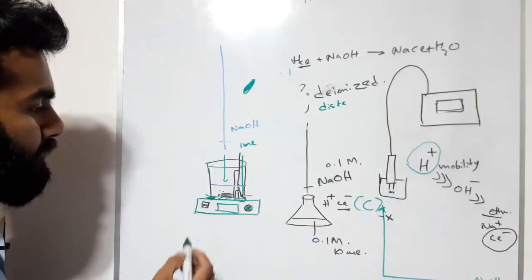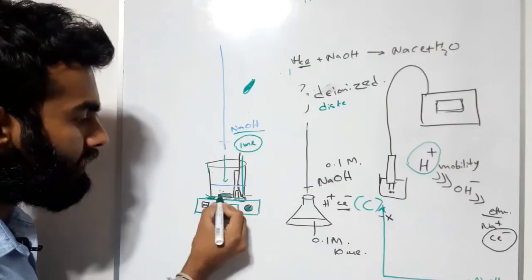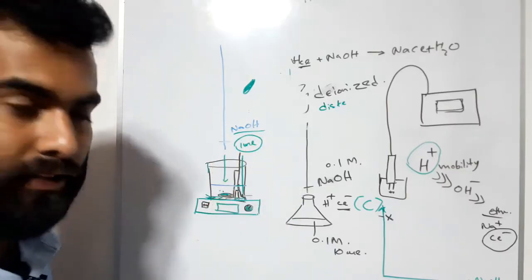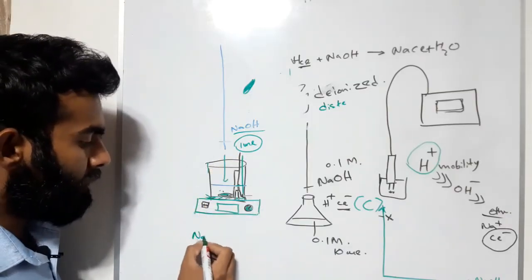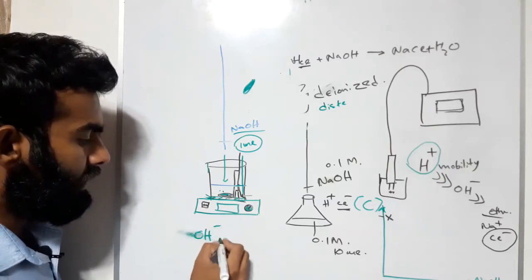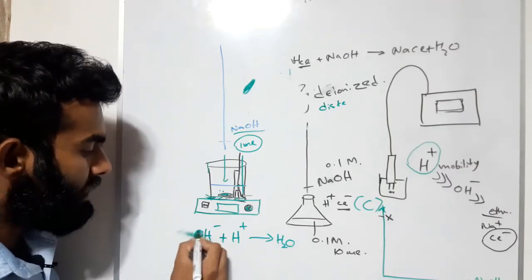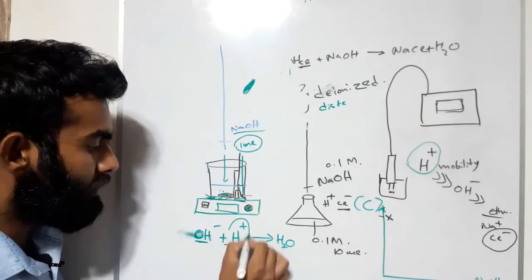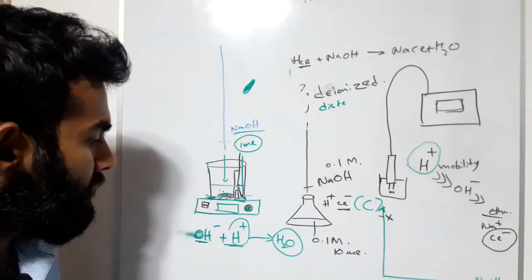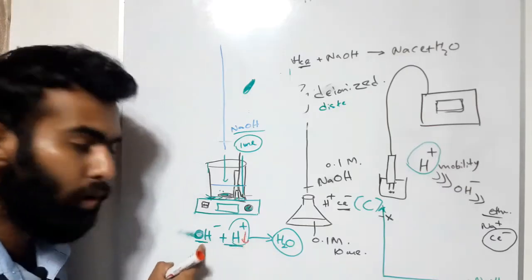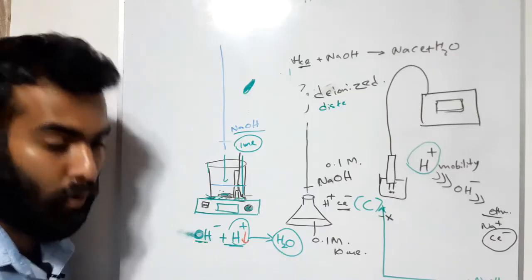Okay, now we will titrate. We add 1 ml of sodium hydroxide, stir very well, and read the conductance value. What happens if we add sodium hydroxide? We add OH minus here, it will react with H plus and produce H2O. OH minus is added but it is neutralized by H plus, so H2O is produced. The concentration of H plus is decreasing by adding OH minus, because H plus is neutralized with OH minus to produce H2O.